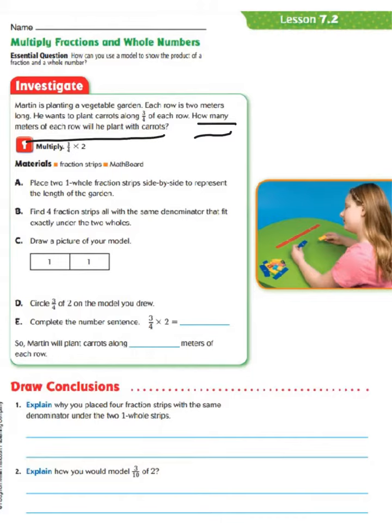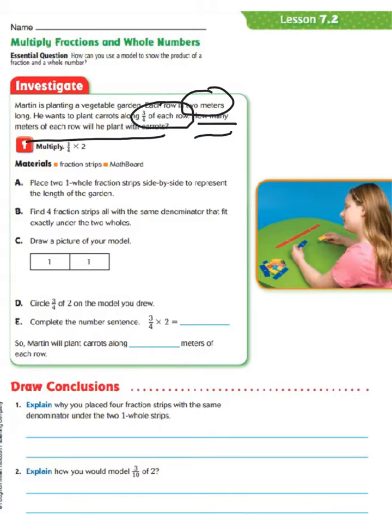Now let's try to find the other key information or numbers that we need to work with. It says each row is 2 meters long and he wants to plant carrots along 3/4 of each row. So let's build a model off of that. Let's take a look down at the bottom. It says to place 2 whole fraction strips side by side to represent the length of the garden. And if you look down here, they have done that. We have 2 whole fraction strips, placed side by side, and those are going to represent the length of the garden.